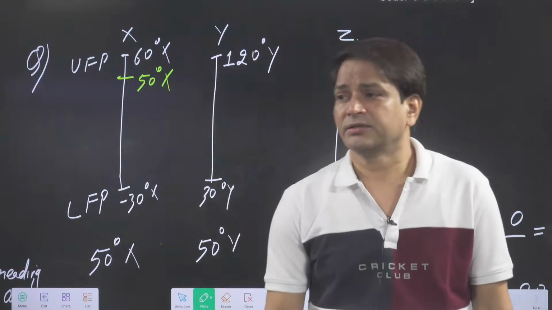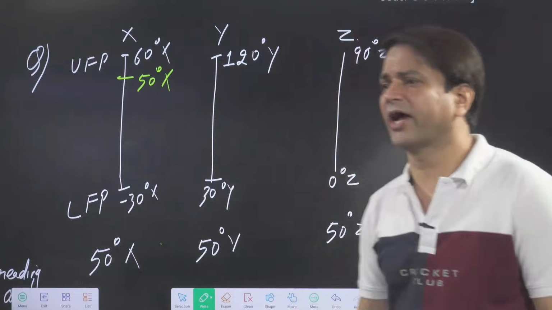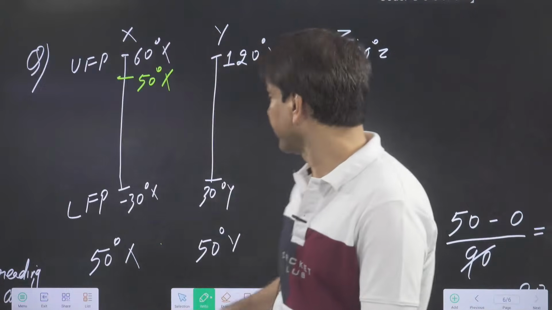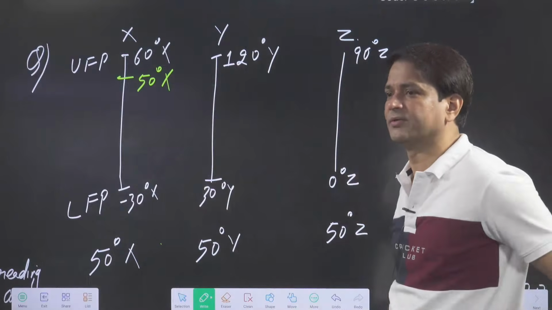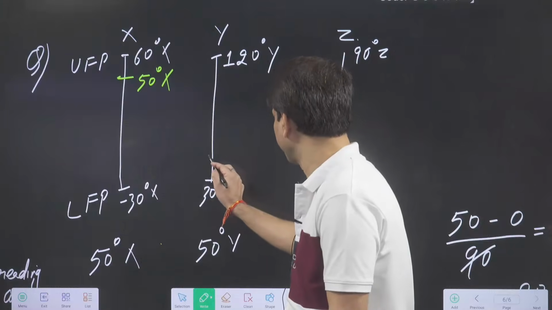Okay, then 50 degree Y. Will 50 degree Y be closer to the ice point or boiling point? Ice point. Why? 30. Then 50 will be somewhere here.